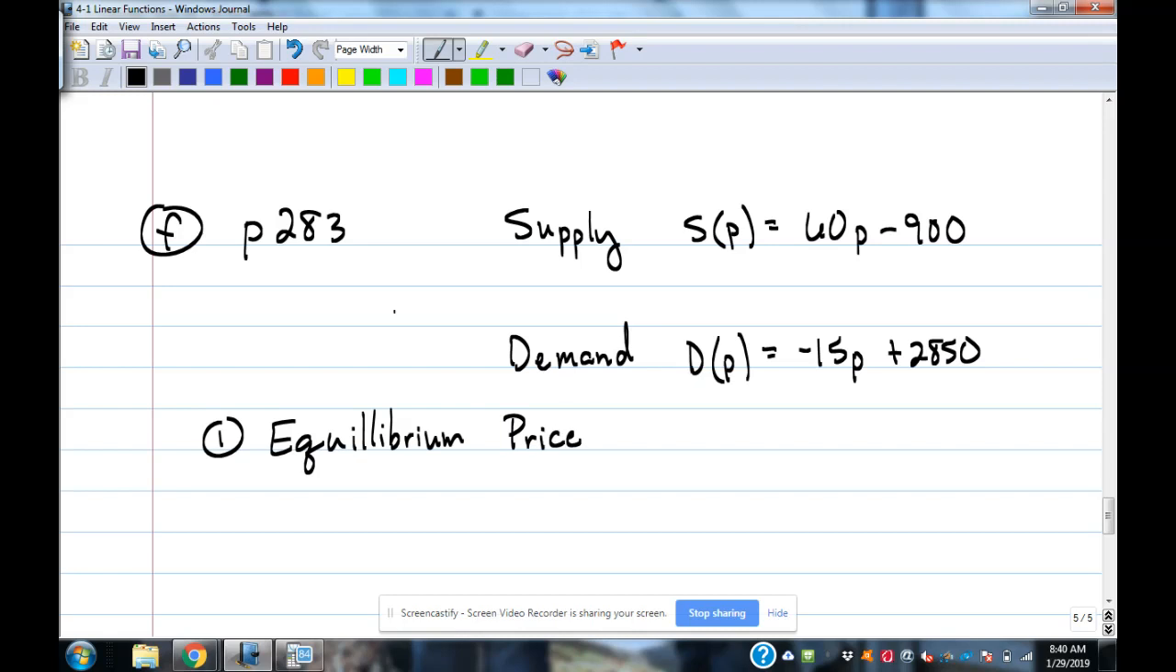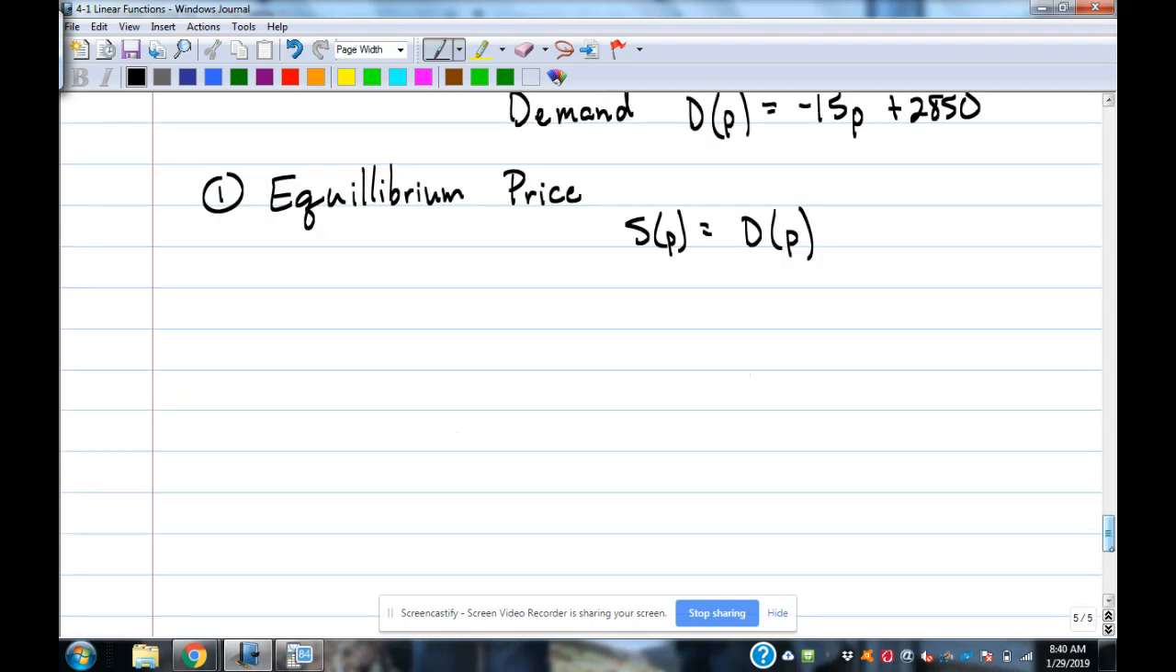If something is in equilibrium, what does that mean? They're equal to each other, absolutely. So what price will the supply meet the demand? That's what we're finding. So when is S of P equal to demand? Set those equations equal to each other. So 60p minus 900 is equal to negative 15p plus 2850. Solve for the price.